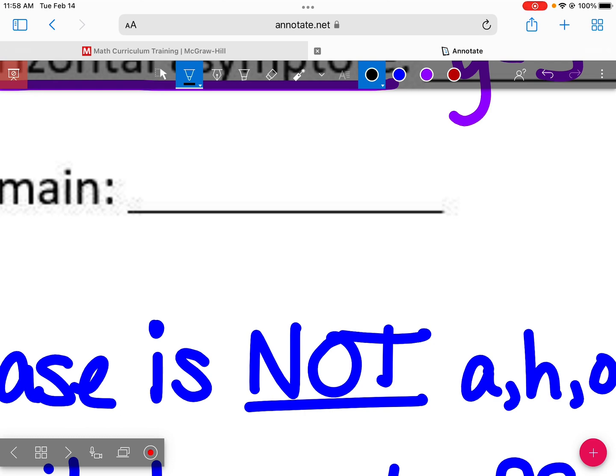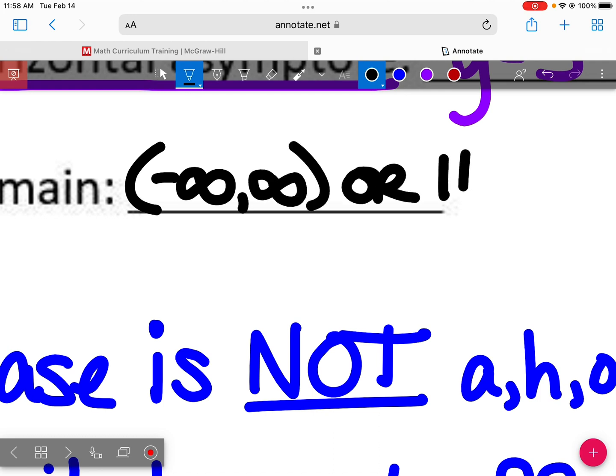What is the domain for all of my exponential functions? It doesn't matter what the base is. All real numbers. So negative infinity to positive infinity. Or you can write that with that weird R symbol. R is. Right. You with me, Dwayne? Eyes up here, sir.